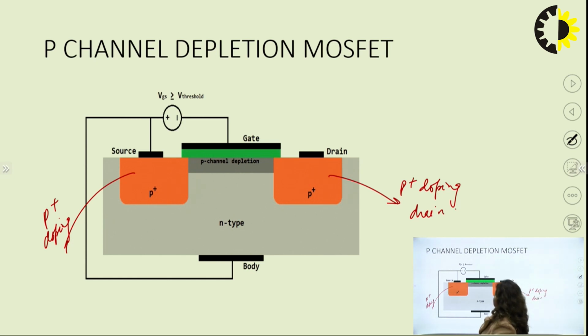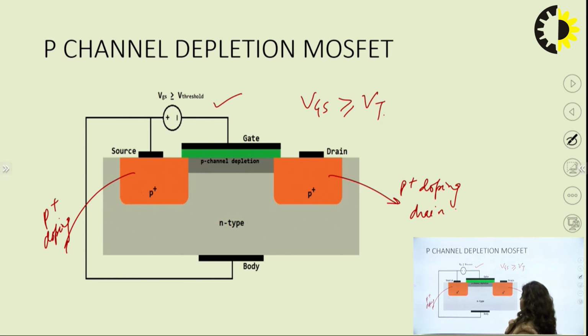So we have VGS greater than or equal to the threshold voltage VT. Only in that case the MOSFET will work in the depletion type of mode. So you are applying the negative voltage to the gate and there is an N type substrate at the bottom. So obviously the N type substrate will make the holes be attracted towards the gate, and it will create a P channel depletion type MOSFET.